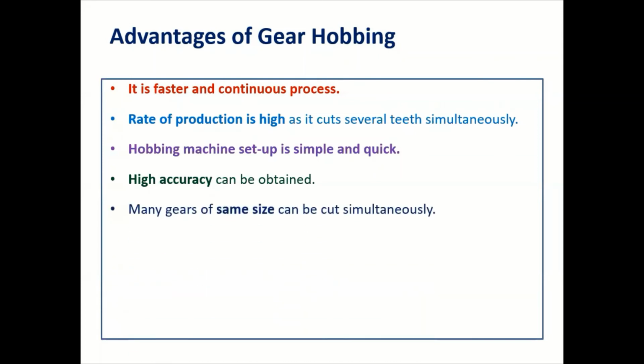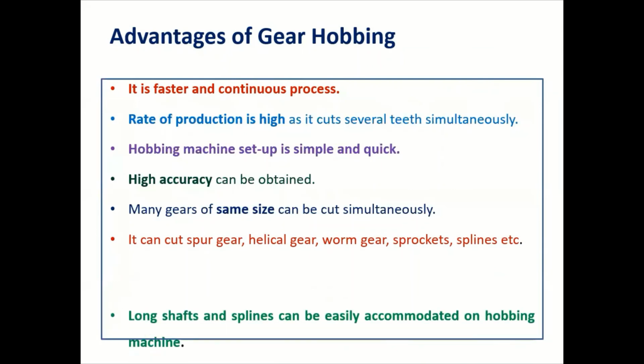Many gears of the same size can be cut simultaneously. Whatever hob we take, we mount it on the spindle, and at that time gears of the same size can be generated. If you want another size, you have to go for another hob tool, and then different sizes can be generated. We can generate a spur gear, helical gear, worm gear, a sprocket or a spline. This is all about application. I will show you on the next slide also.